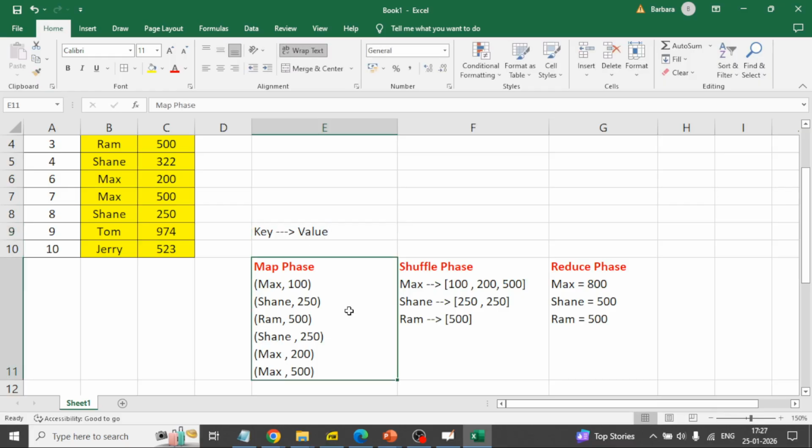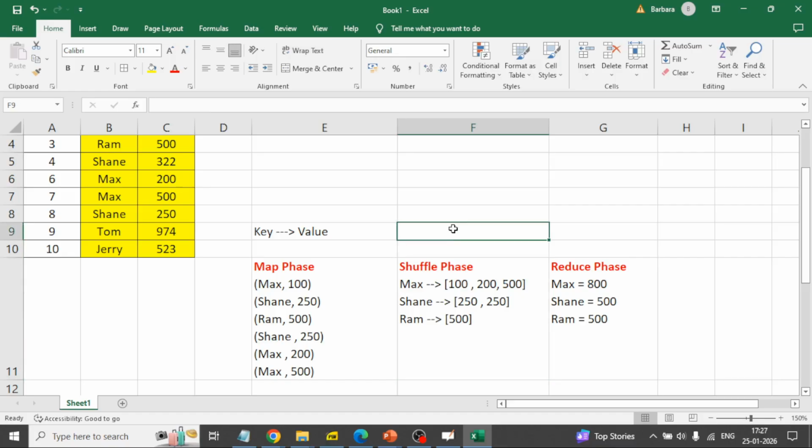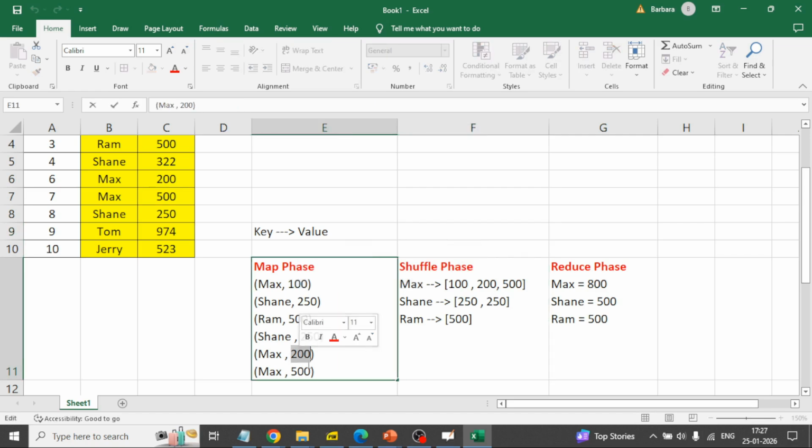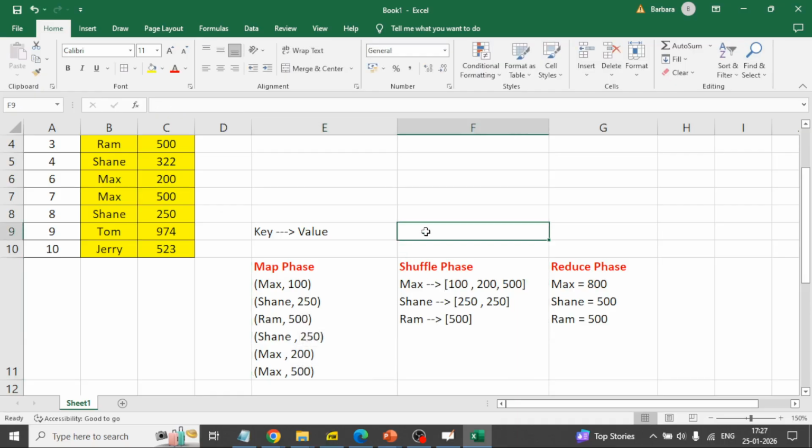All right, next is the shuffle phase. In the shuffle phase, the values are grouped, or kept together, with respect to the key. Here, what is the key? We have Max. So what are the values associated with Max? We have 100, we have 200, and we have 500.